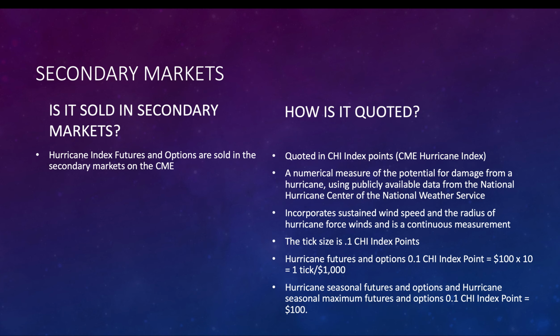The tick size is 0.1 CHI index points. So for the hurricane futures and options, one tick equals $1,000, and for the hurricane seasonal futures and the hurricane maximum futures and options, one tick equals $100.